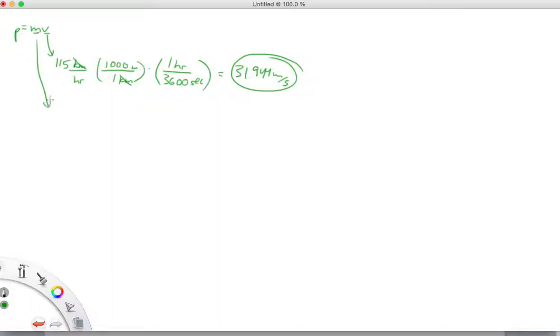Now we plug this into the formula back here because we know what the mass is. The mass is 725, so it's 725 kilograms times 31.944 meters per second, and we're going to get 23200 kilograms meters per second. Fantastic. And it's to the east.